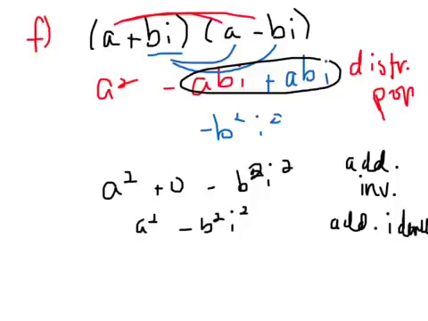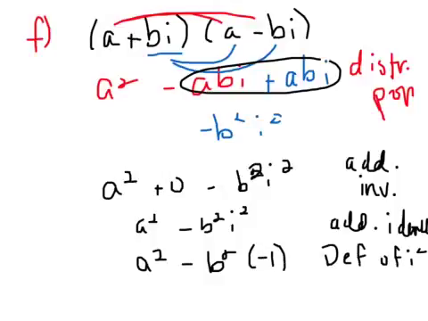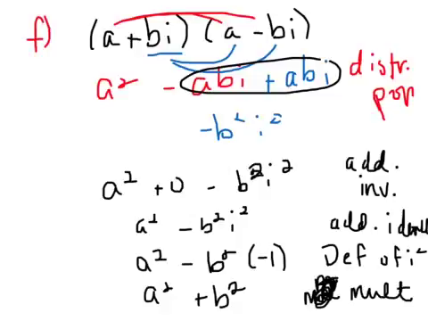Again, we're just given a reason for every little step that we do. All right, now, by definition, i squared is equal to negative 1. That's just the definition of i squared. Some mathematician a long time ago decided that that's how he was going to talk about these numbers, and he just said i is the square root of negative 1, and so i squared is negative 1. Okay, so now I've got a squared minus b squared times minus 1 is a plus b squared. That's just multiplication.